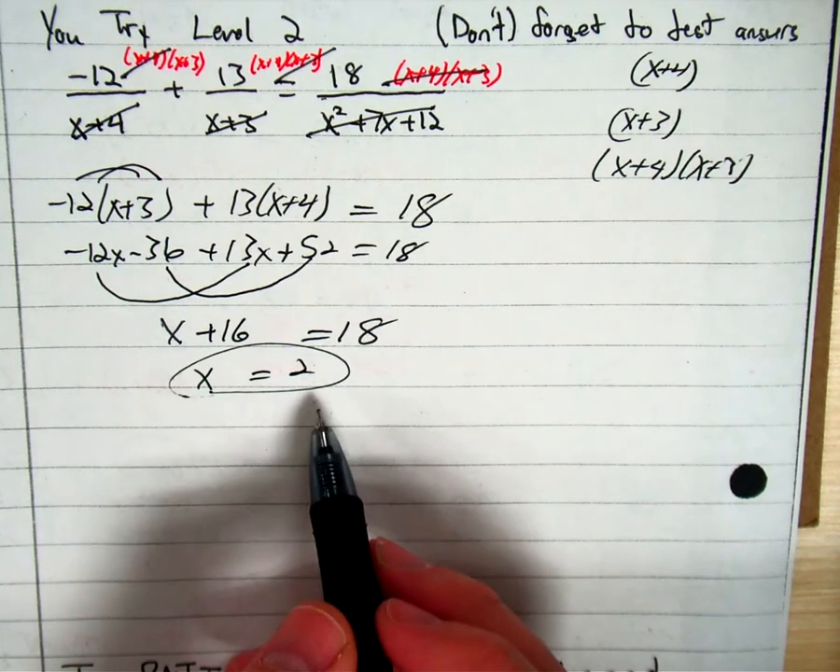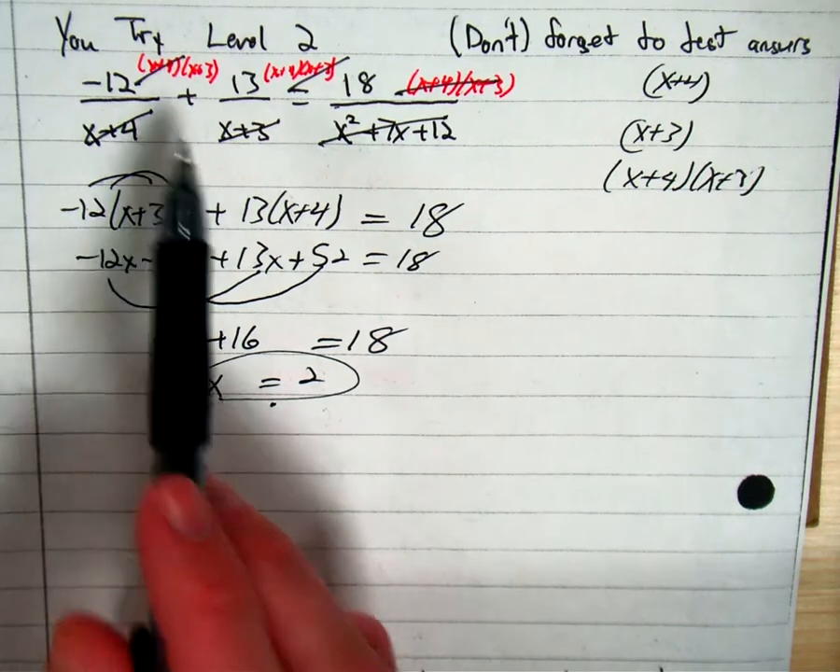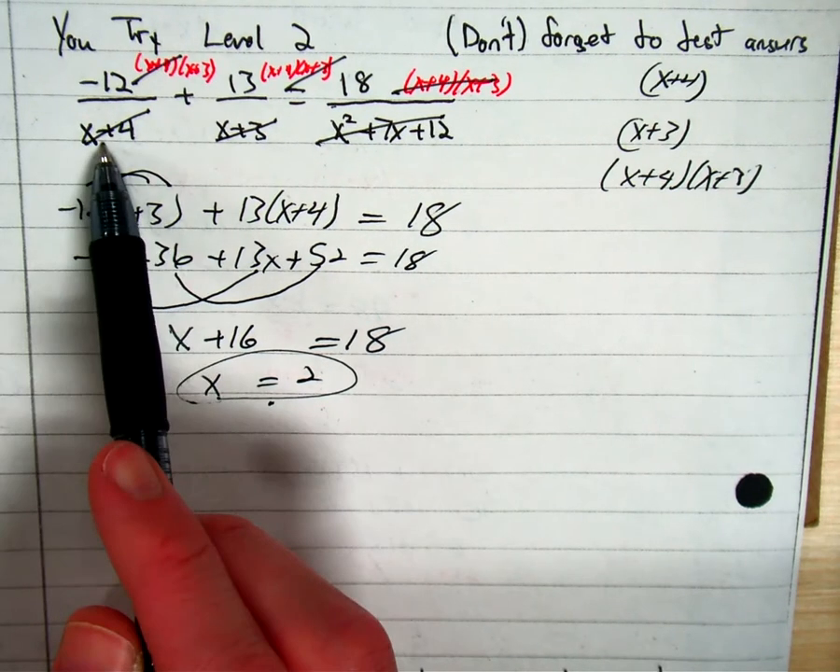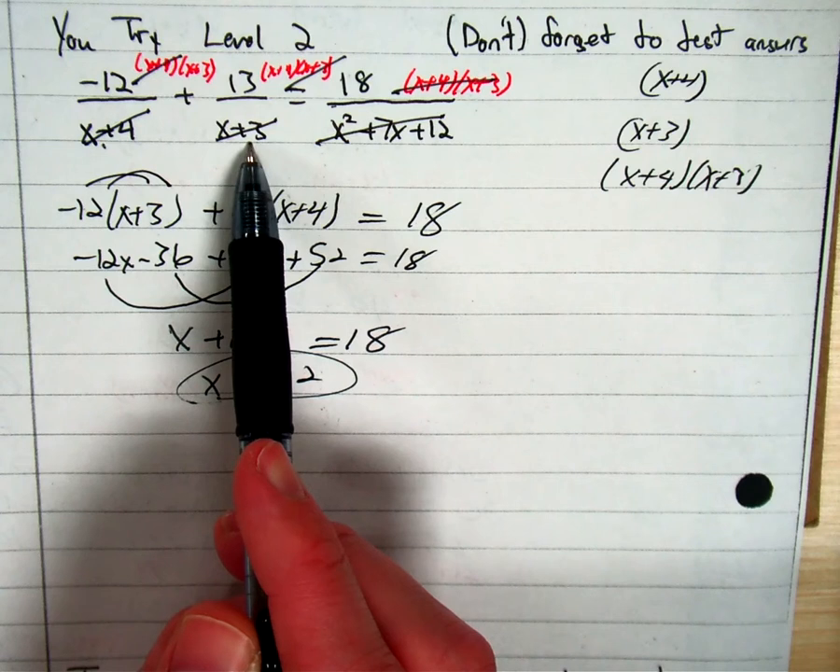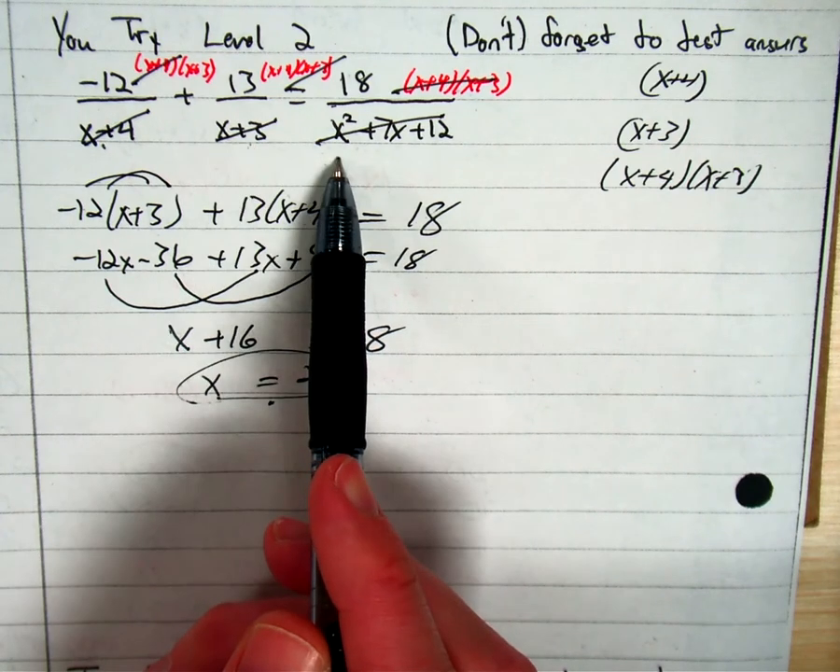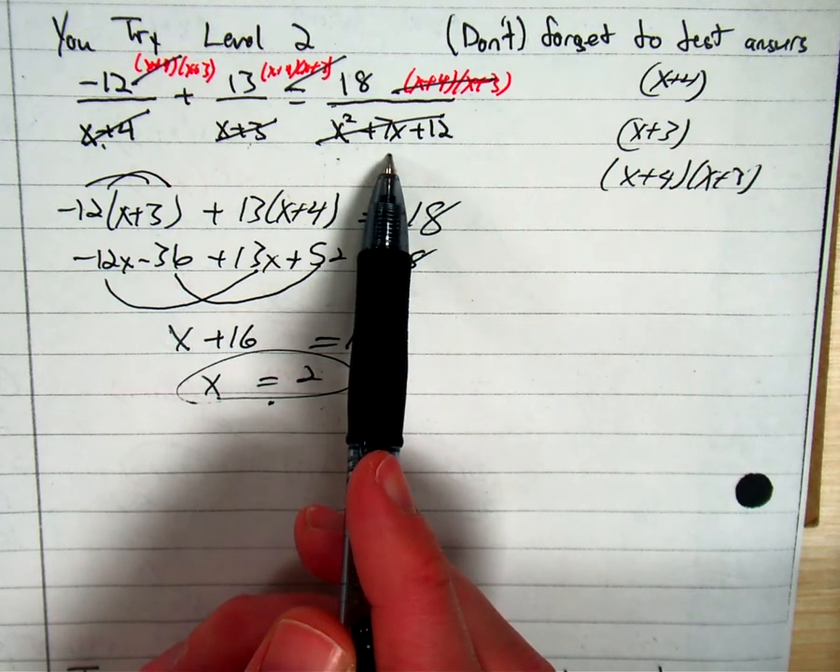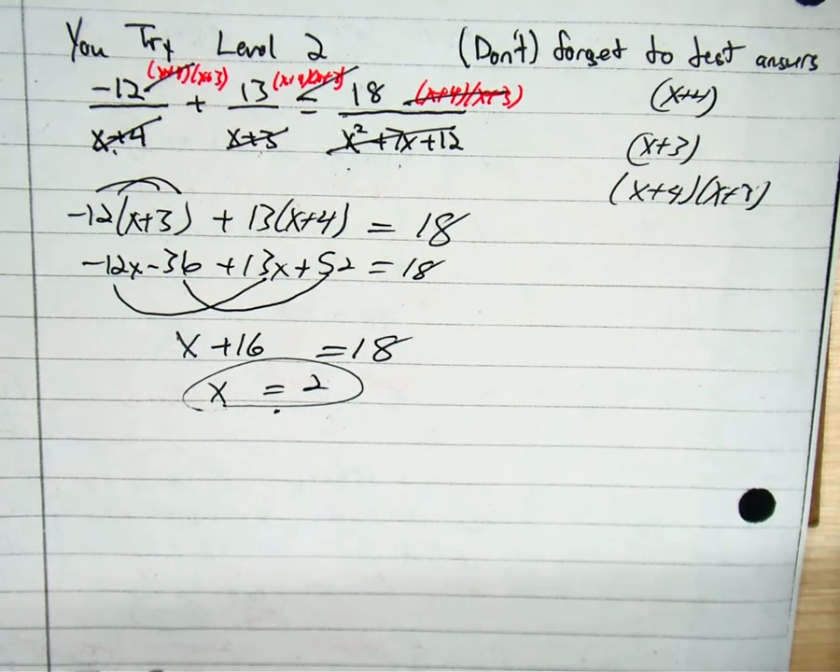Okay, let's double check here. 2 going to give us any issues? 2 plus 4 is 6. 2 plus 3 is 5. 2 squared is 4. Plus 14. Plus 12. Nope. No problems. No problems. Alright.